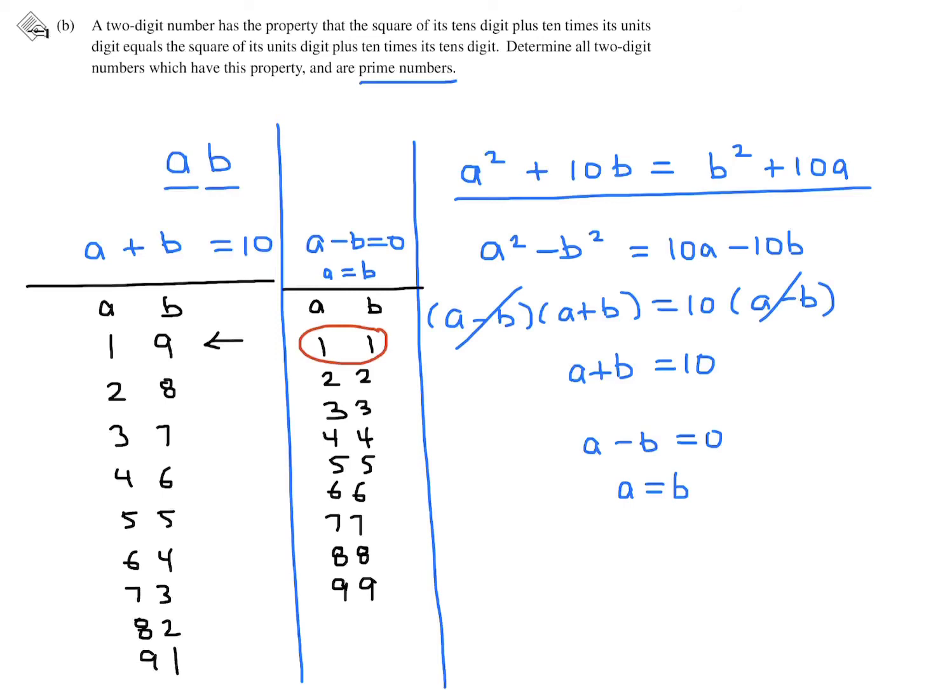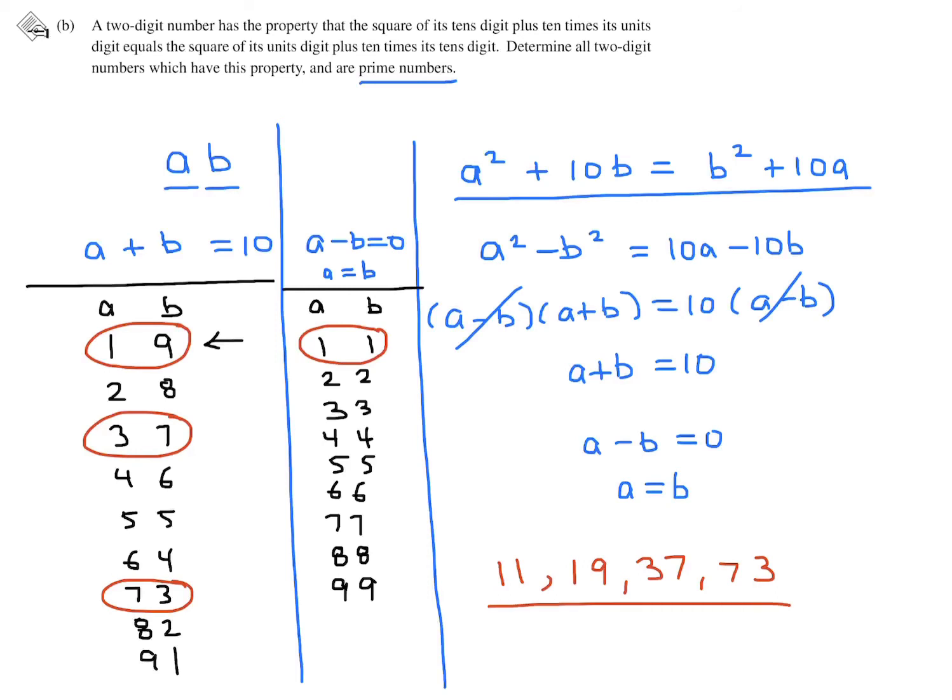So now of this list we have to figure out which ones are primes because they only want prime numbers. Okay, I think 19 is a prime, 37 is a prime, and I think 73. 91 is divisible by 7, I think. So there you have it. The ones I circled in red meet all the conditions of the question, including the fact that they are prime numbers. So we've got 11, 19, 37, and 73. And that's it. So these are the two-digit numbers that have this property that they mentioned in the question.